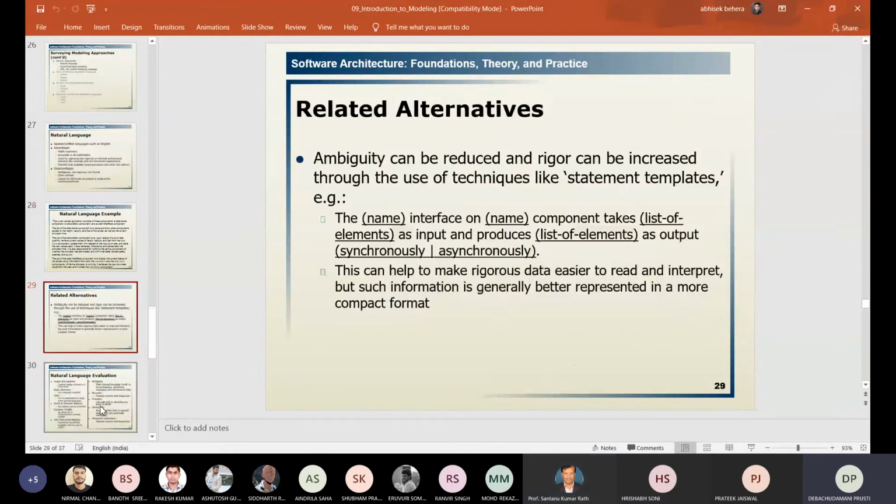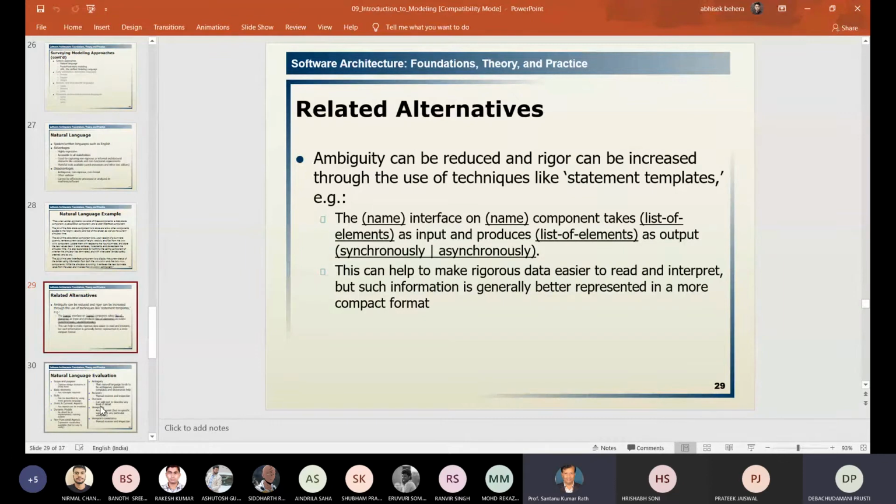Now, the related alternatives. The ambiguity can be reduced or rigor can be increased through the use of some techniques like statement templates. Okay, you have to use some techniques like the statement template.